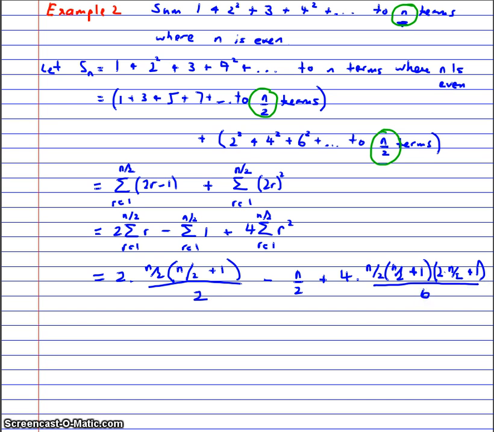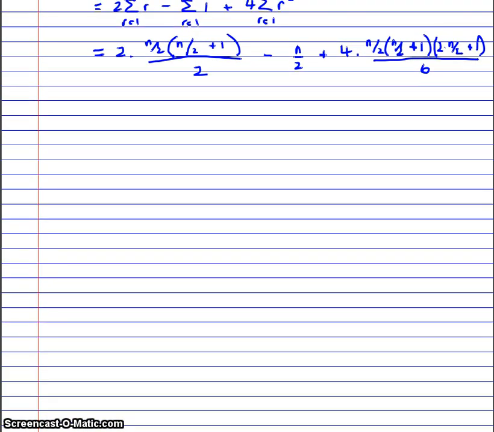The next step is just to simplify this algebra as far as we can. And that's what I'll do here. So for this line that I've just done here, you can see that the 2's cancel, leaving us with just n over 2 at the front of n over 2 plus 1. Still got the minus n over 2, and the 4 over 6 can simplify to 2 over 3. And the next step will be to simplify that again further.